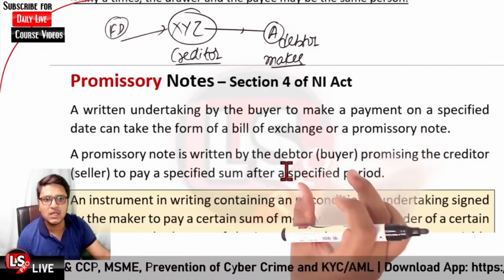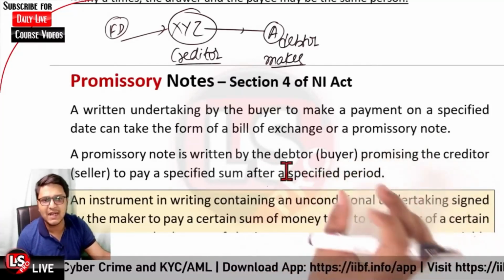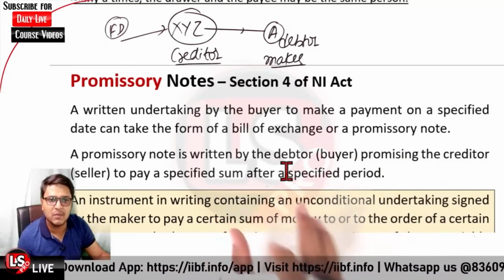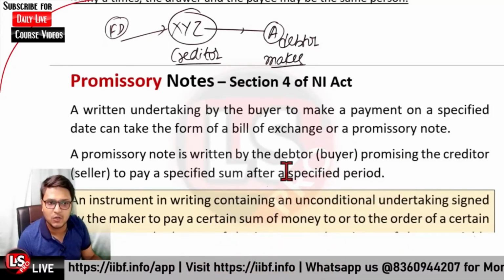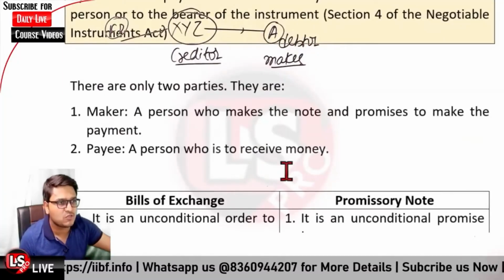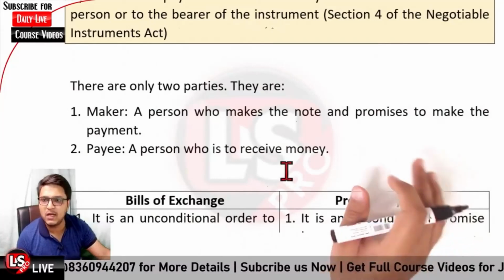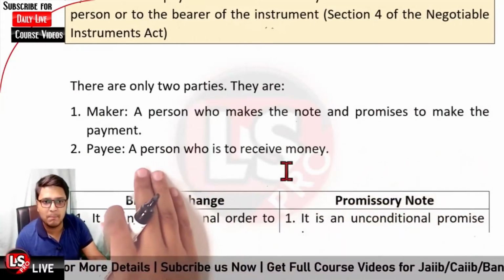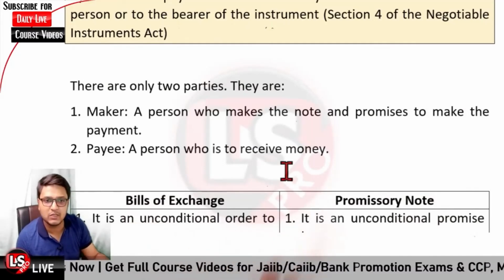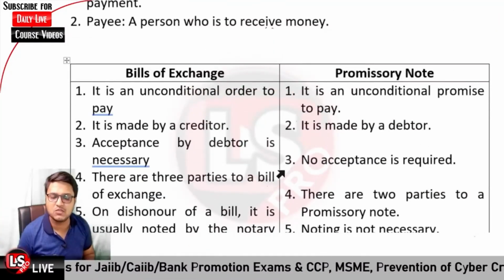A promissory note is written by the debtor, promising the creditor that he has the obligation to pay a specified sum after a specified period. That is a promissory note. There are two parties in case of promissory note. One is the maker, who makes the note and promises to pay the amount, and the second party is the payee, to whom the amount is to be paid, who will be receiving the payment. Now let us look at the differences between the bill of exchange and promissory note.